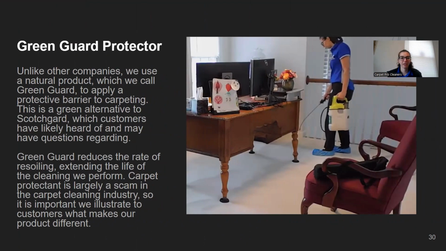A GreenGuard protector. Unlike other companies, we use a natural product, which we call GreenGuard, to apply a protective barrier to carpeting. This is a green alternative to Scotchgard, which customers have likely heard of and may have questions regarding. GreenGuard reduces the rate of resoiling, extending the life of the cleaning we perform. Carpet protectant is largely a scam in the carpet cleaning industry, so it's important we illustrate to customers what makes our product different.